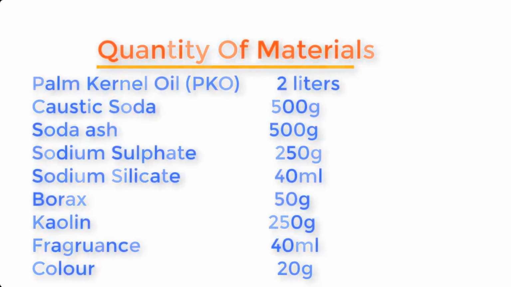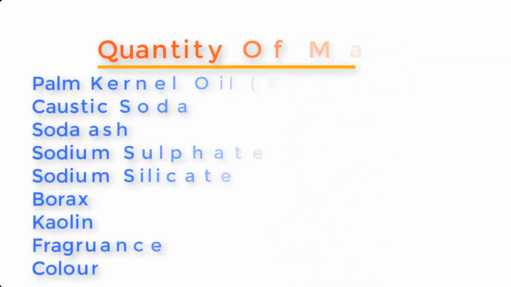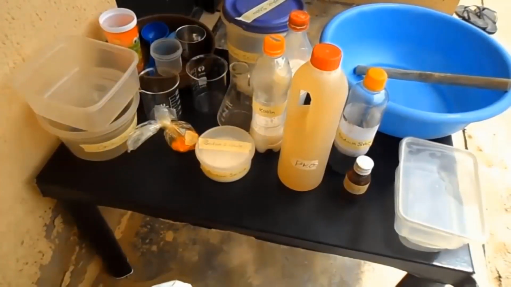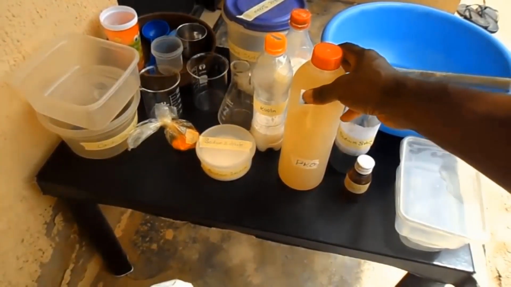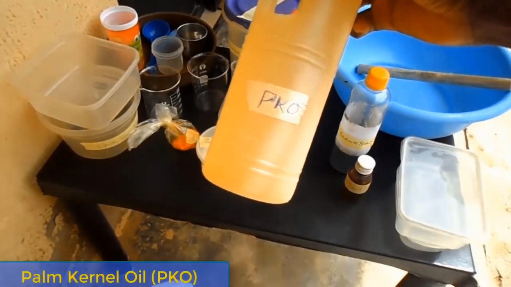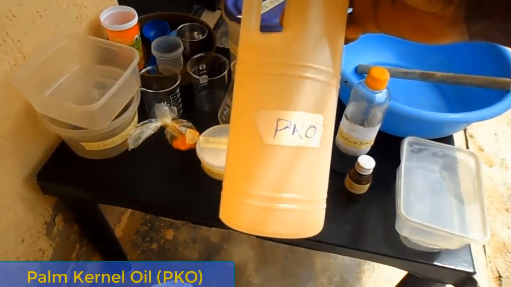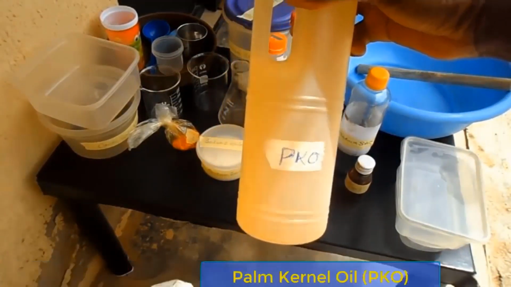Fragrance, 40 ml. And color, 20 gram. Now let me introduce you to the chemicals and equipment we will be using in this particular production. So these are the chemicals and equipment we will be using for this particular production. This is our palm kernel oil, also called the PKO.